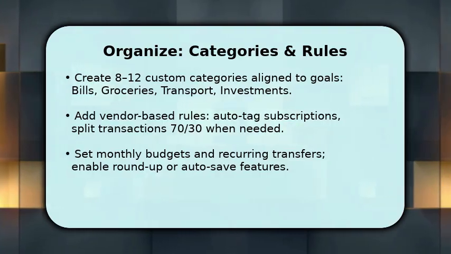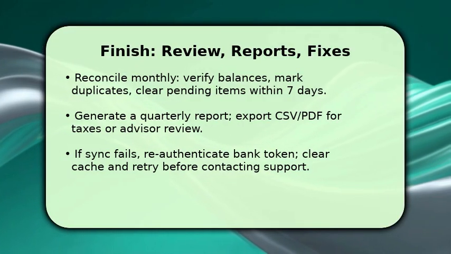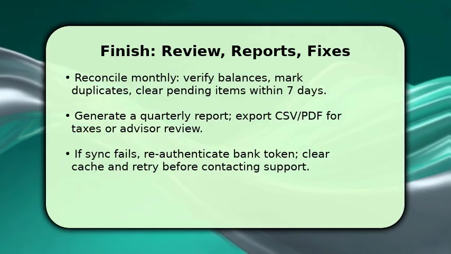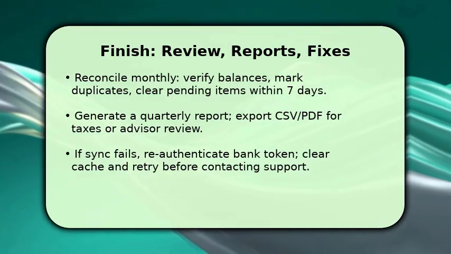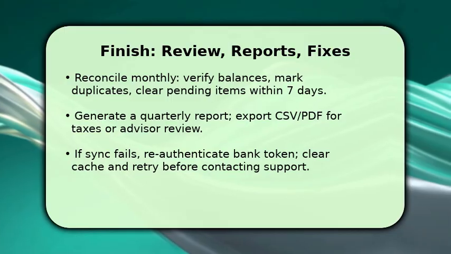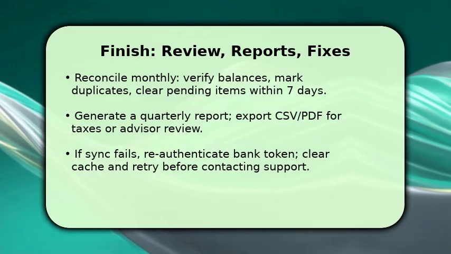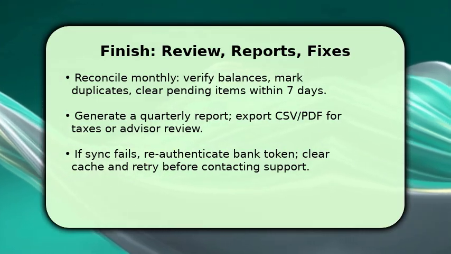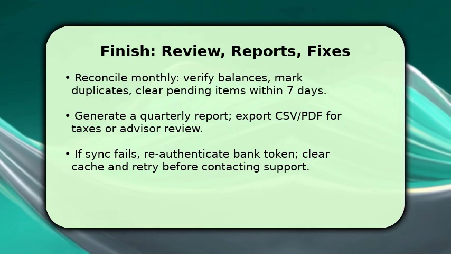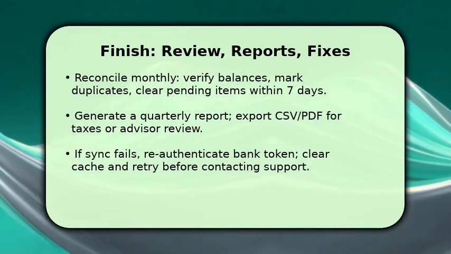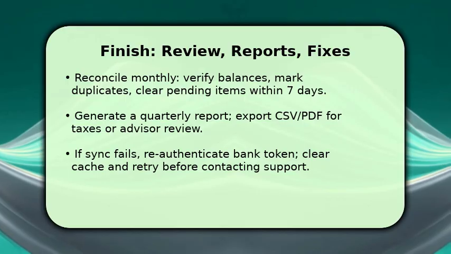You finish by validating results and exporting insights so your decisions are evidence-based. Reconcile each month by confirming balances, removing duplicates, and resolving pending transactions within a week. This keeps forecasts accurate. Then generate a quarterly report and export CSV or PDF files for taxes or advisor meetings. If something goes wrong, like a failed sync, first re-authenticate the bank connection, clear the app cache, and retry. If that doesn't fix it, capture logs and contact support. This final sweep ensures reliable, actionable results.